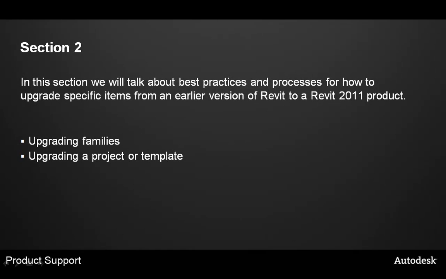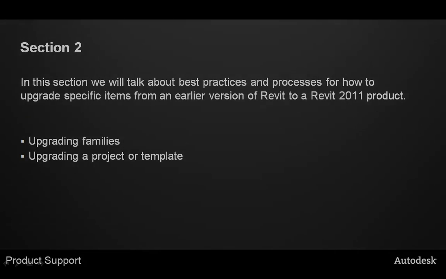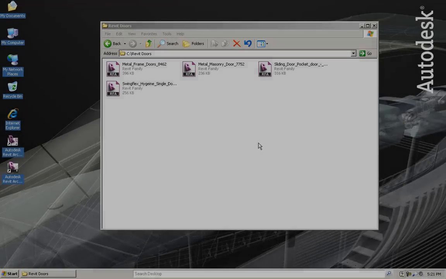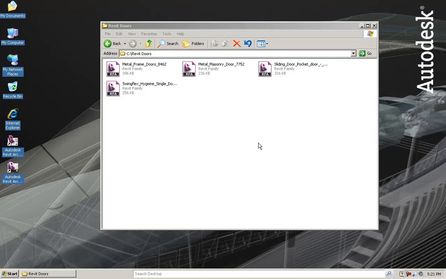In this section, we'll talk about the best practices and processes for how to upgrade files, families, and templates from an earlier version of Revit to a Revit 2011 product. I'm going to demo the use of the Content Batch Upgrade utility tool in order to upgrade content from one release to another.